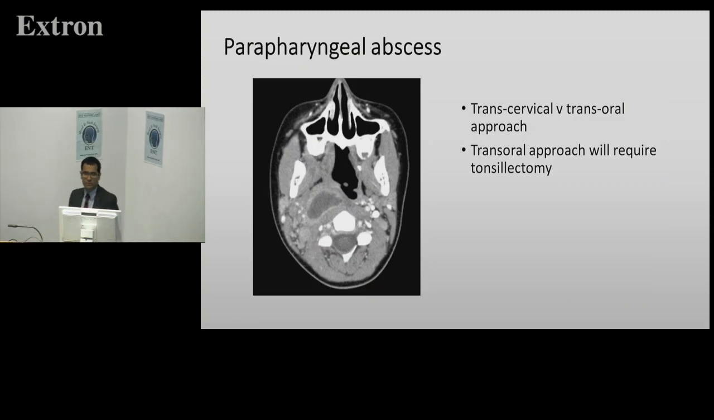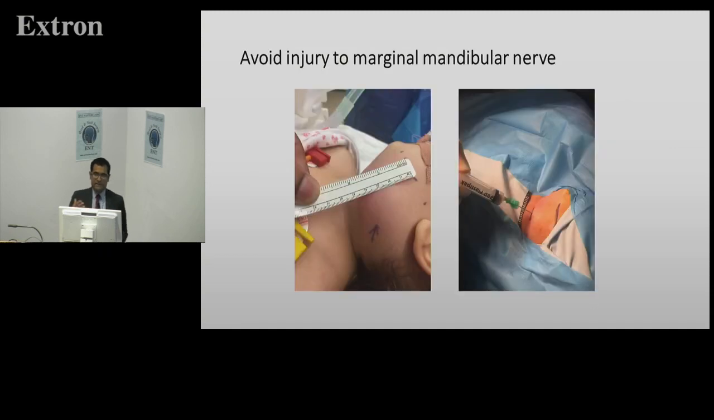In terms of the approach, my preference is transcervical. If you drain parapharyngeal abscesses through the mouth, you often need to remove the tonsil as well, so bear that in mind. The other thing about draining neck abscesses, whether it's submandibular or parapharyngeal abscess, is just be aware that you don't damage the marginal mandibular nerve, particularly in children. The anatomy is quite distorted, so go fairly low.